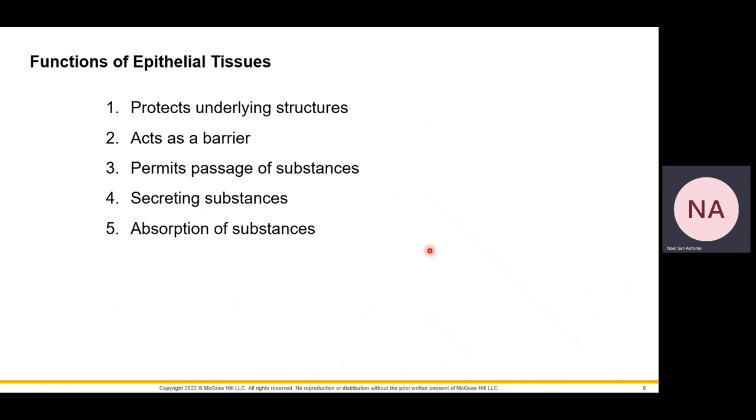So what are the functions of epithelial tissues? As we have said earlier, it protects underlying surfaces. Since it covers surfaces outside and inside the body, it also acts as a barrier to the underlying tissue. Diba? Covering siya, so therefore it's also a barrier. It is a barrier that can sometimes permit passage of certain substances, but also does not allow passage of certain substances.